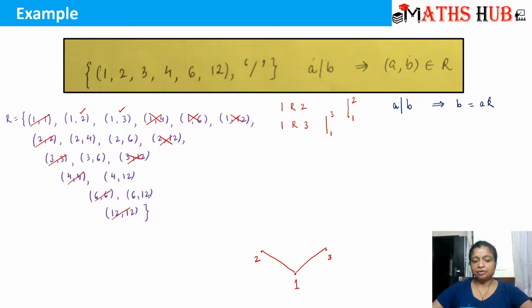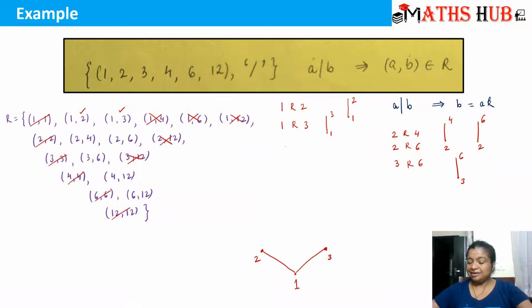Now let's see what about 2 and 3. At the next level we have the elements 2 and 3 over here. So 2 is related to 4 and 2 is related to 6. That means 2 is below, 4 is above it. Similarly 2 is below and 6 is above it. Right? Now if I talk about 3, 3 is related to 6. So 3 is related to 6 means that 3 is below and 6 is above it. So already we now start from 2 and 3.